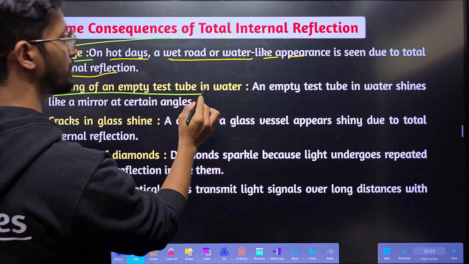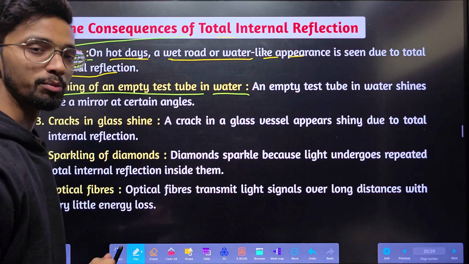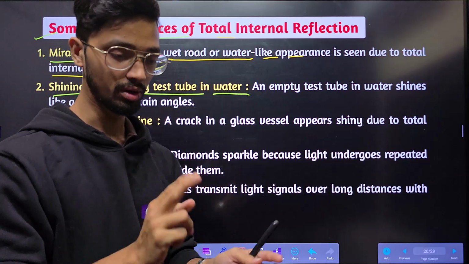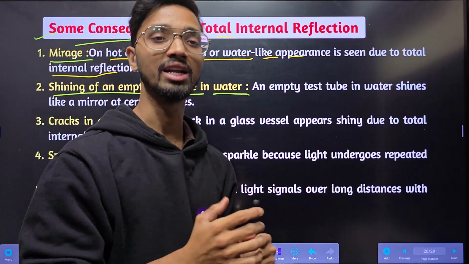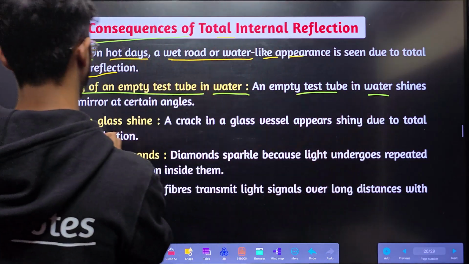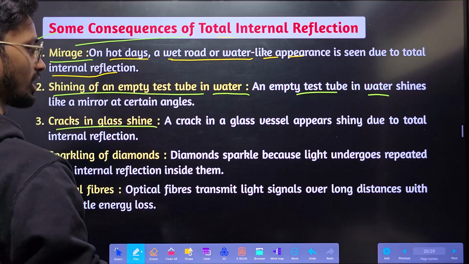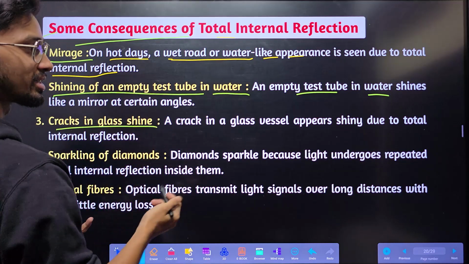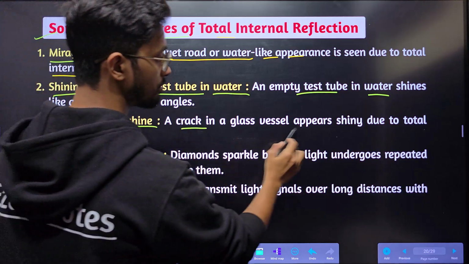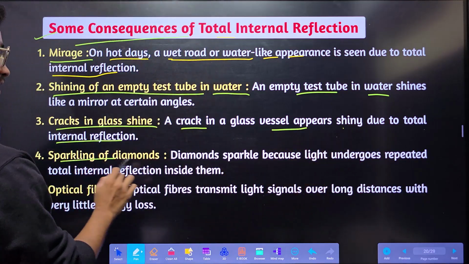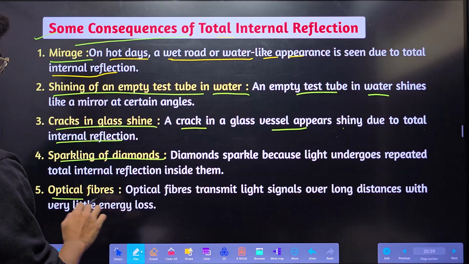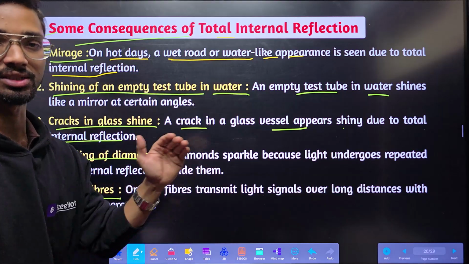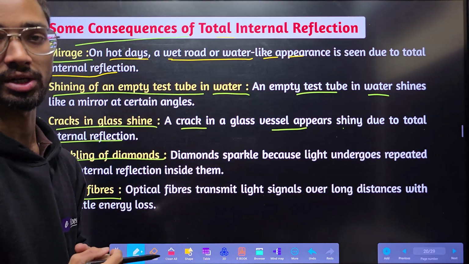Next, the shining of an empty test tube in water. If you put an empty test tube inside the water, the rays will get reflected due to TIR only. Next, cracks in glass shine. You have seen, right? Why does a crack shine? Because of TIR itself. Next, the sparkling of diamonds will also be due to TIR, and optical fiber transmits the signal from one part to another. That is also due to TIR.